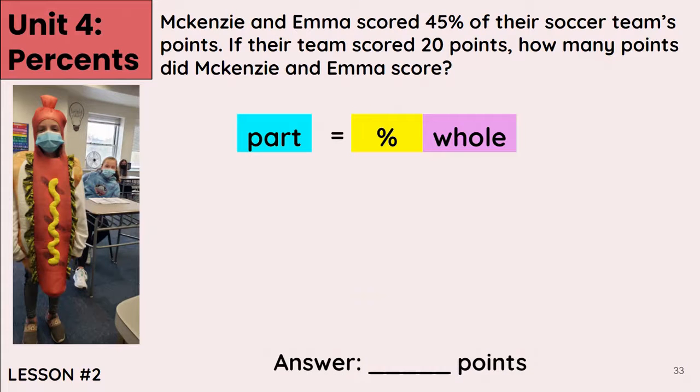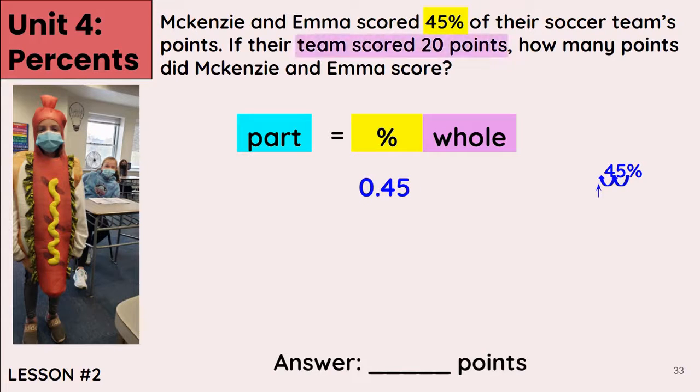Mackenzie and Emma scored 45% of their soccer team's points. If their team scored 20 points, how many points did Mackenzie and Emma score? Well, let's see. They scored 45%, so let's turn that into a decimal and put it into the equation. 45%, move the decimal over once, move the decimal over twice. That would be 0.45.